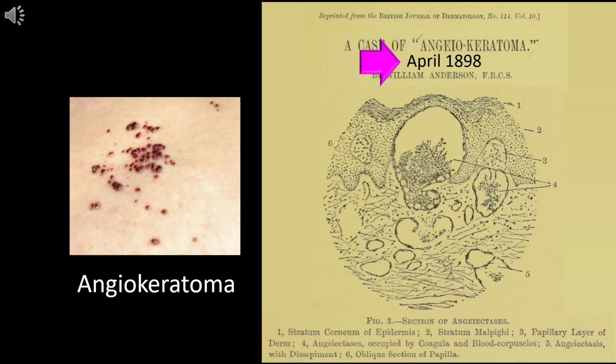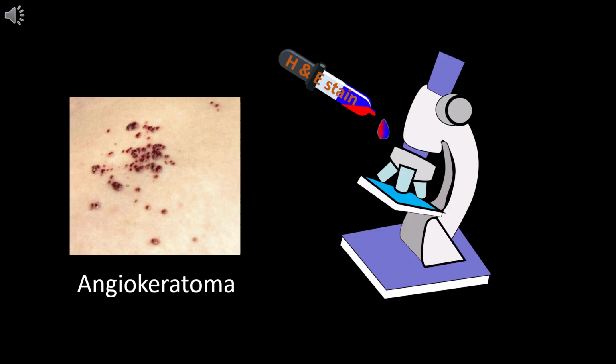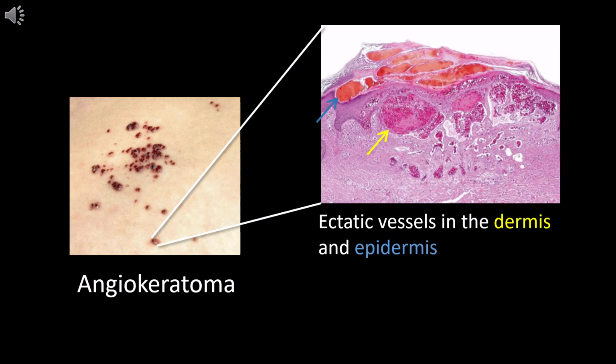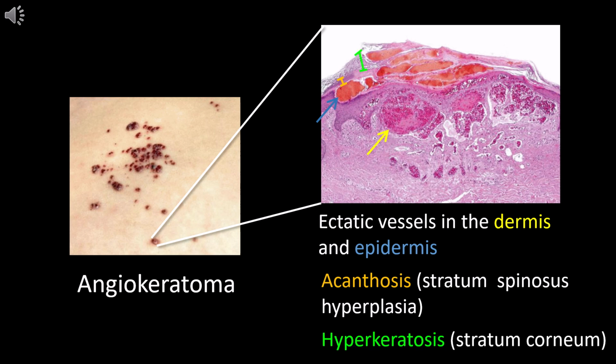This figure from an 1898 article titled A Case of Angiokeratoma, written by Dr. Anderson, illustrates an oblique section of an angiokeratoma. In it, we can see the stratum corneum, the stratum malpighi, a dermal papilla, and superficial and deep ectatic vessels. Currently, using better microscopes, staining methods, and photography, we can more clearly see ectatic vessels in the dermis and the epidermis, acanthosis, and hyperkeratosis.